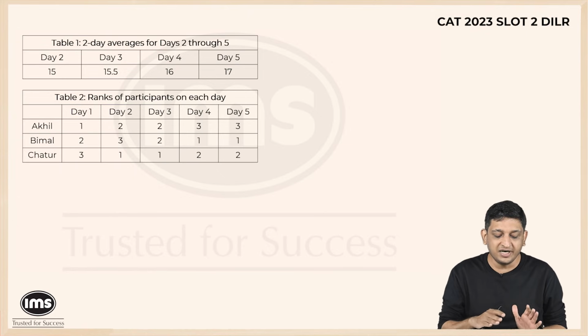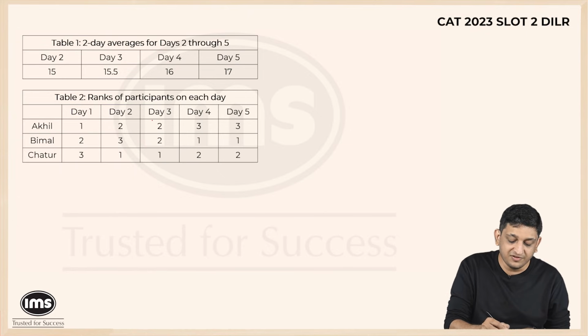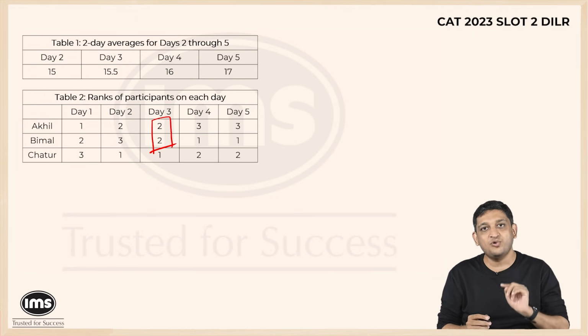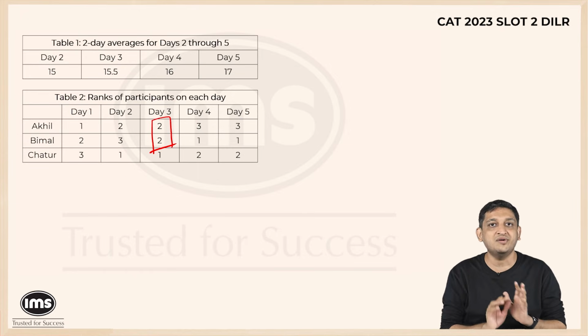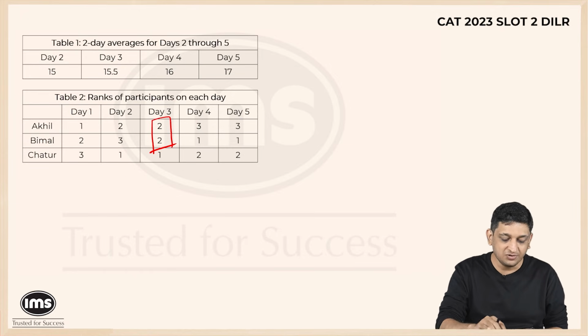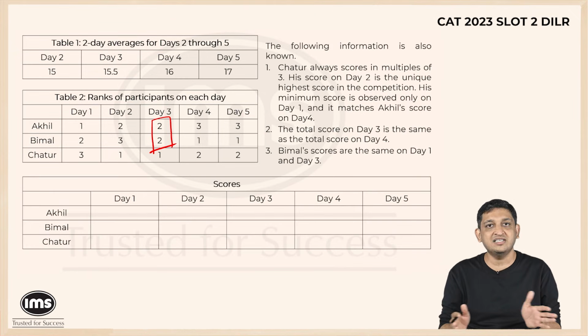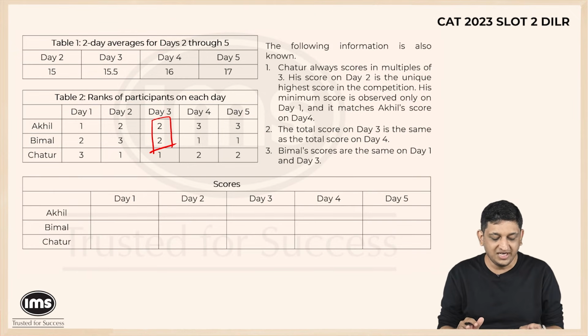We know the ranks of the participants. One very nice bit of information lies hidden here, wherein Akhil and Bimal have got the same rank, which tells us that they would have scored, or they would have picked, the same numbered ball. So that is what is important to us. Let's look at the additional information that we have and try to represent it in a slightly better format so that we are able to write things in a neater manner.